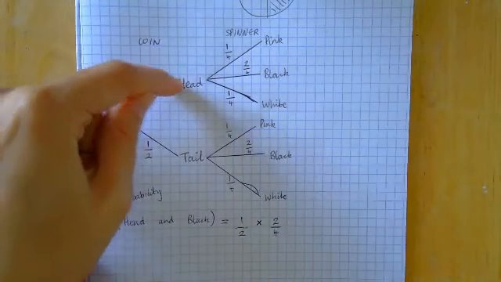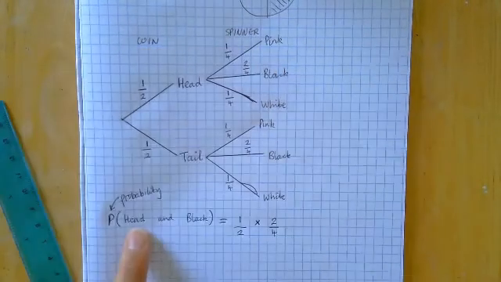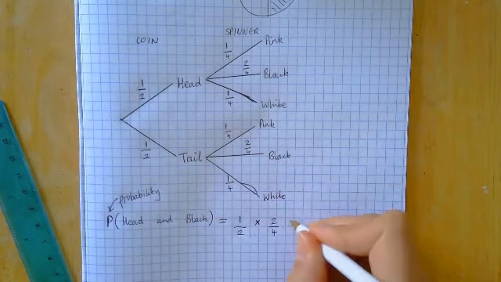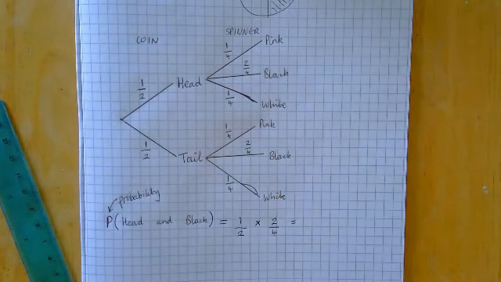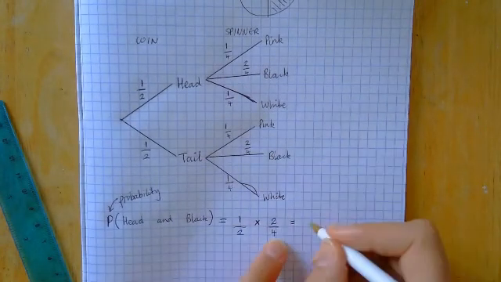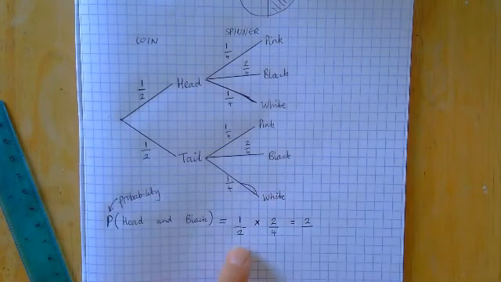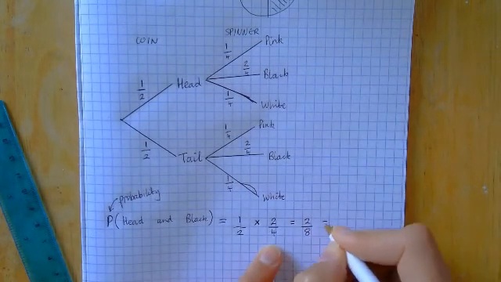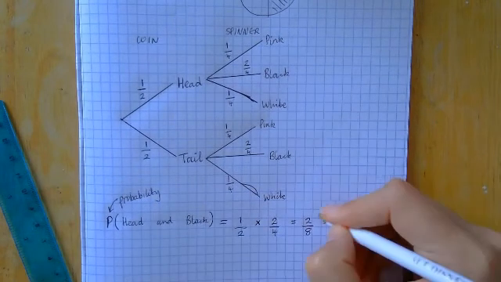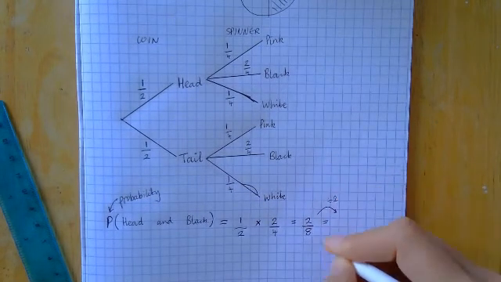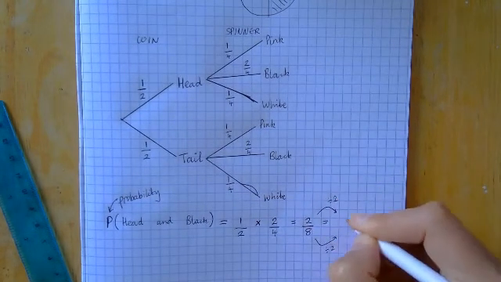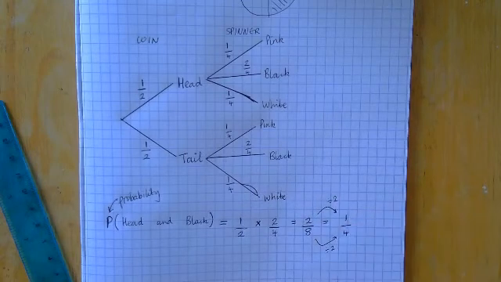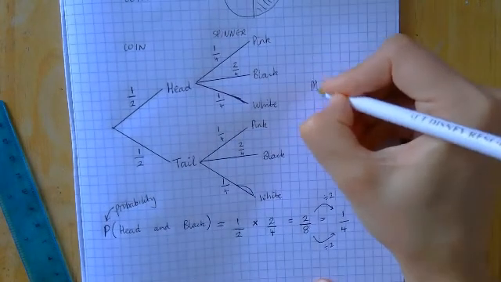So that's a half from this branch multiplied by whatever was on the black, because I wanted a head and then black. Now remember, to multiply fractions, it's dead easy. We multiply the top numbers, so 1 times 2, and we multiply the bottom numbers, 2 times 4, which is 8. And now I can simplify that, can't I? I can divide the top by 2, and I can divide the bottom by 2, which gives me 1 over 4. So that's my answer.